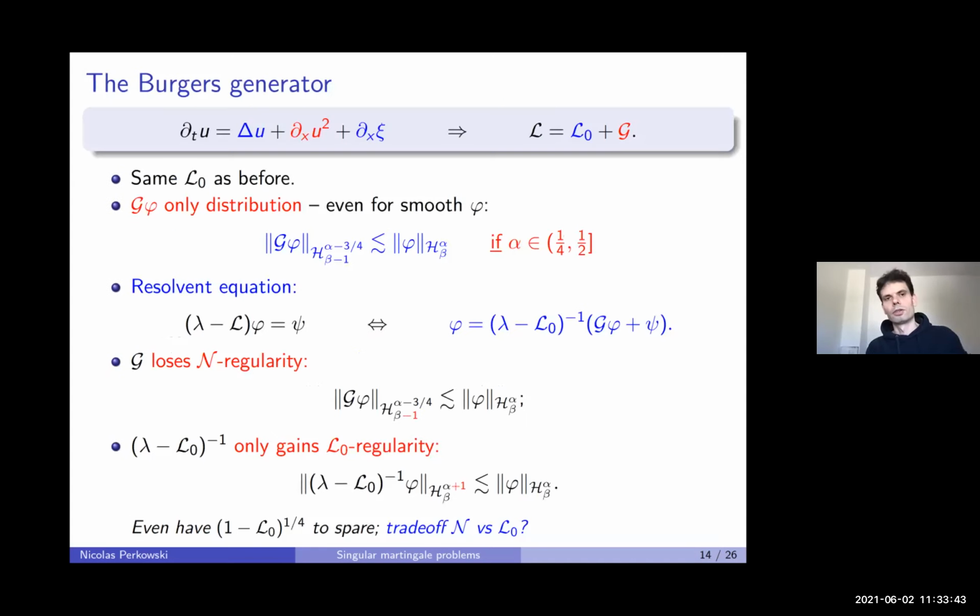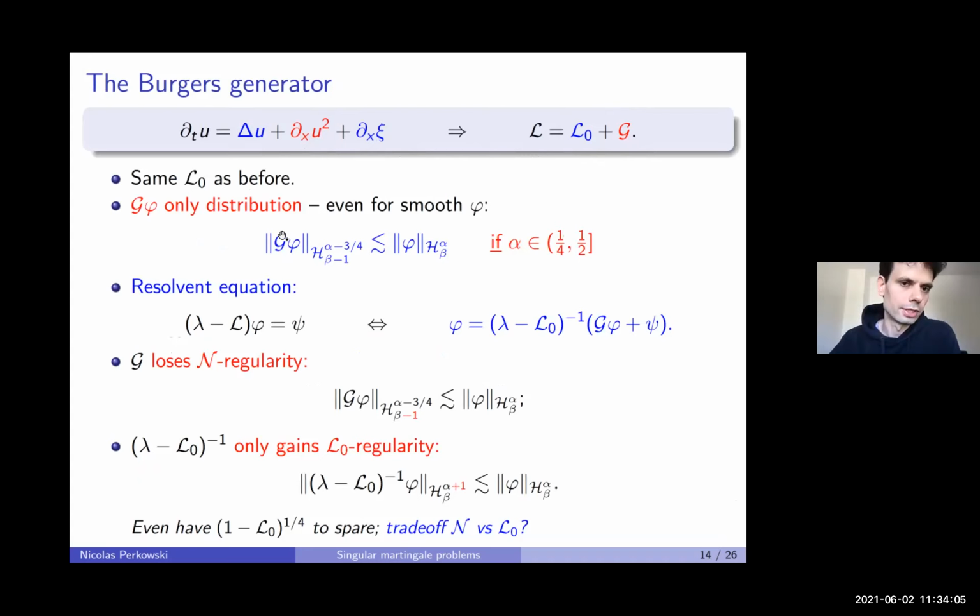Okay. So now we have this operator here, which we can write as L0 plus G. L0, remember, was the Laplacian in each coordinate. This is just the generator of the linear dynamics here. And G is the singular part coming from this thing.